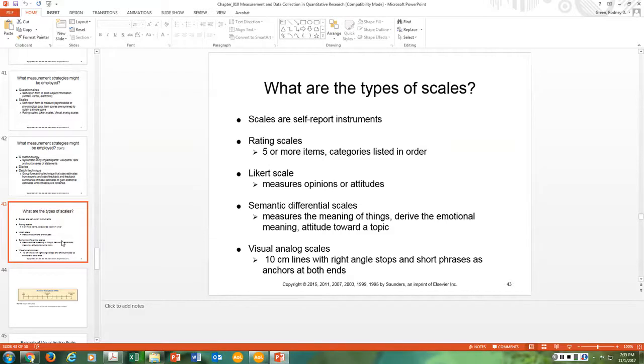What are the types of scales? Well, we've talked about it a little bit before, but scales are self-report instruments. They're rating scales, the Likert scale, the semantic differential scale, and the visual analog scale. With rating scales, there have to be 5 or more items, and the categories are listed in order. Then the person selects from those categories. A Likert scale is used to measure opinions or attitudes. The semantic differential scale measures the meaning of things, or the meanings of a concept. They're trying to derive the emotional meaning of a concept from the subjects, and it measures the attitude toward a topic.